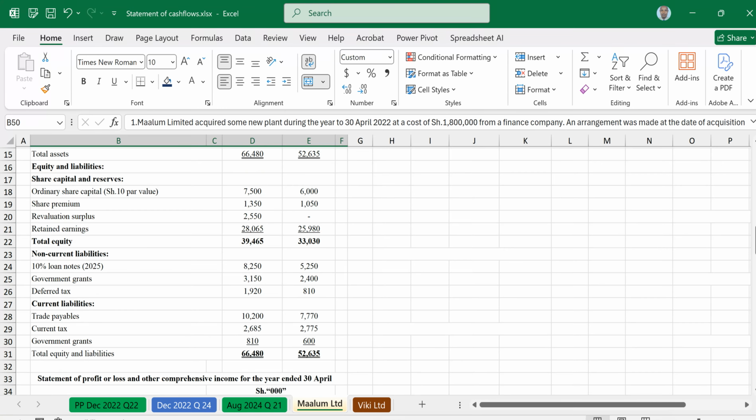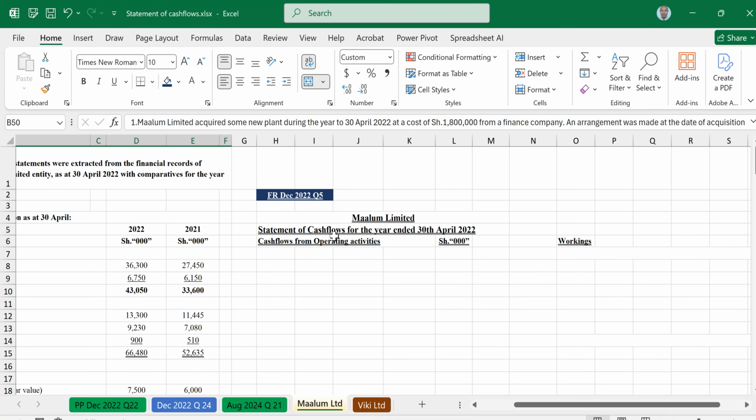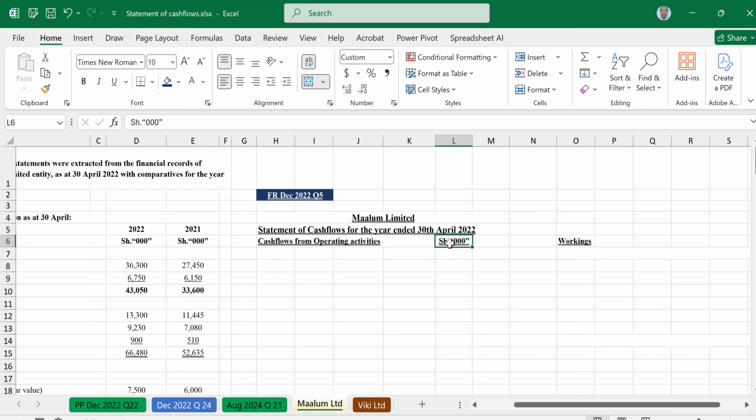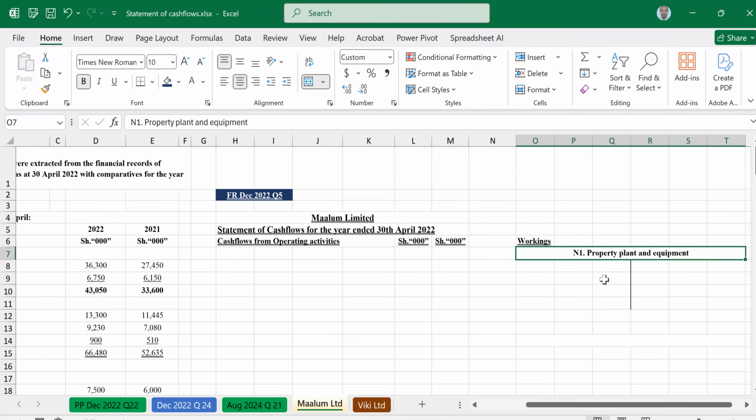So for the solution to this question, we have our title and also the statement of cash flows. Then we usually start with cash flows from operating activities. We have the two currencies. Our first note is going to be property, plant and equipment. That will be our note 1.